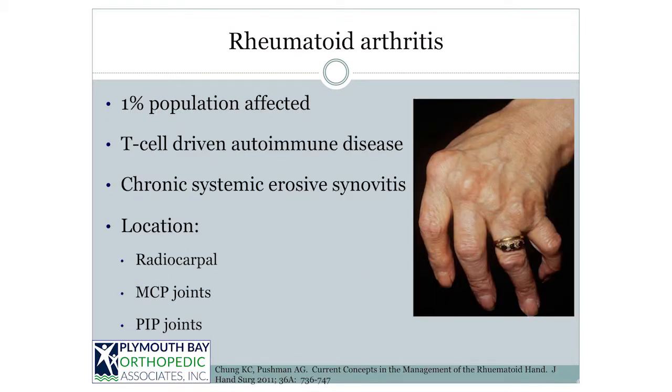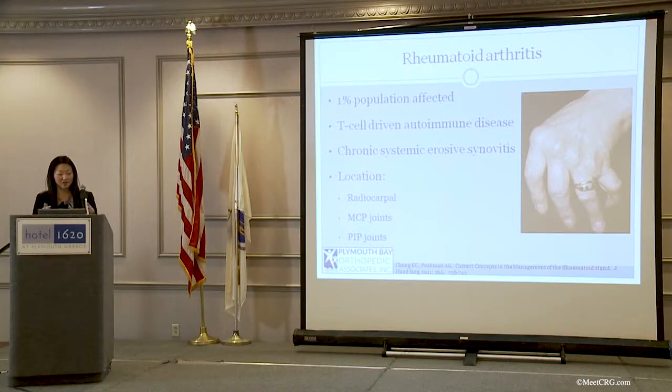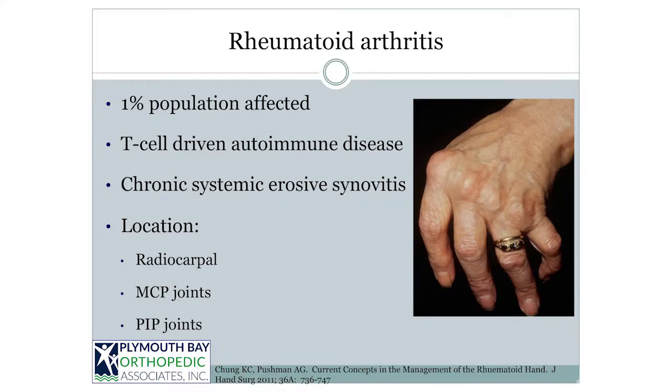With rheumatoid arthritis, 1% of the population is affected. This is an autoimmune disorder that's T-cell driven. And this problem isn't really a bone or joint problem. It's actually a soft tissue problem where the soft tissue is attacking the joint itself. So this is that chronic systemic erosive synovitis where the soft tissues are destroying the joint. Locations for this are in the hand or in the wrist. Mostly you see it in the big knuckle joints as well as in the PIP joints, or the middle knuckles in the fingers.